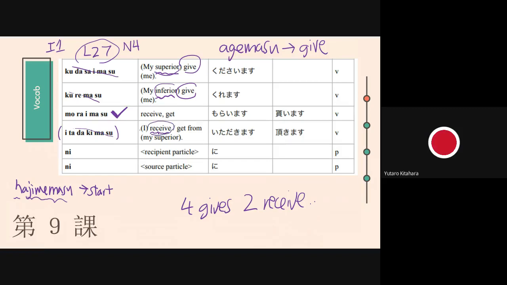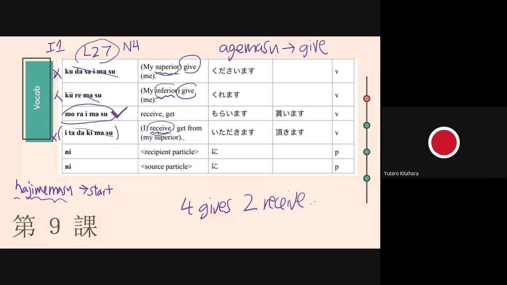Usually we tell you to say this, but in earlier levels we never tell you the origin, we just say it. It's a habit already, actually. So from this page, just moraimasu will do. These few verbs you don't need to care about, but I will touch on them later.